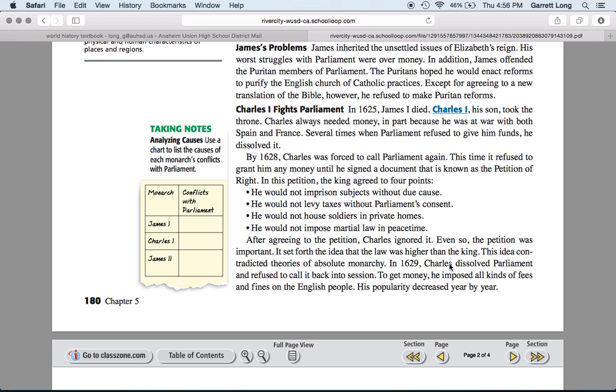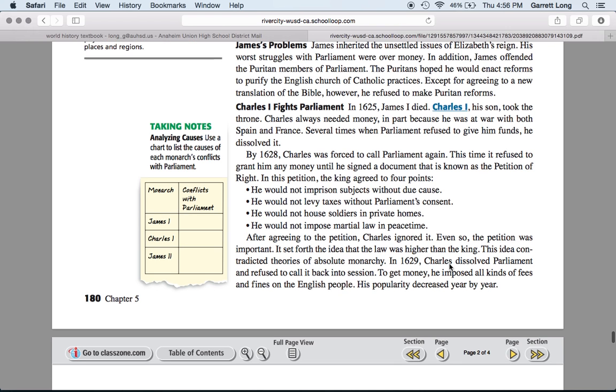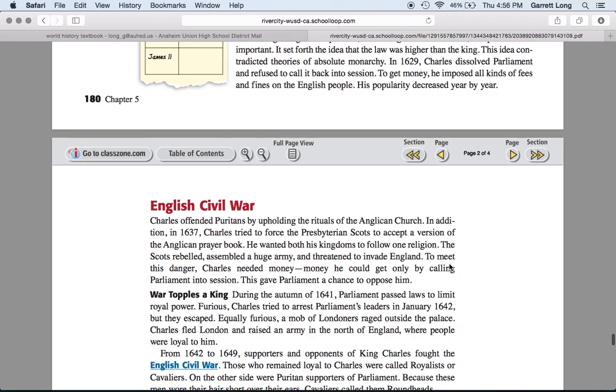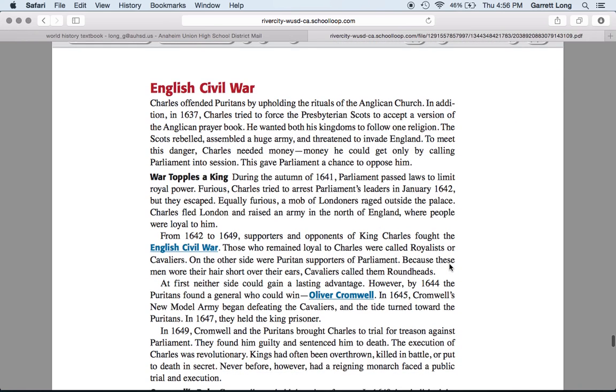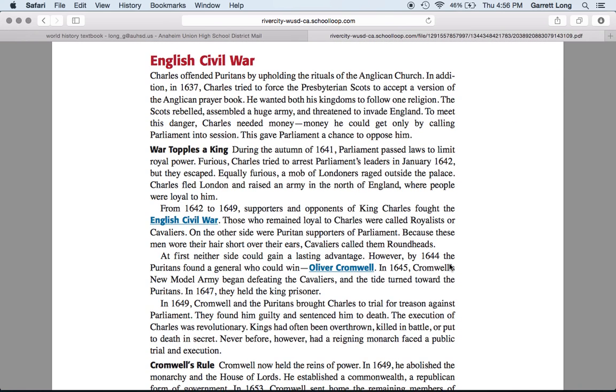Does away with Parliament, doesn't even recognize Parliament. And in order to get more money, he starts to impose all kinds of fees and fines on the English people, which makes him a very unpopular person. And this is going to create the English Civil War.